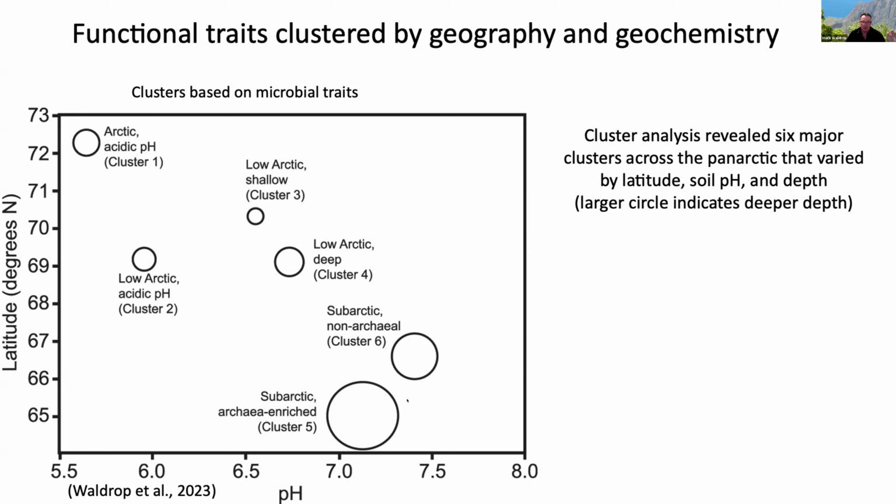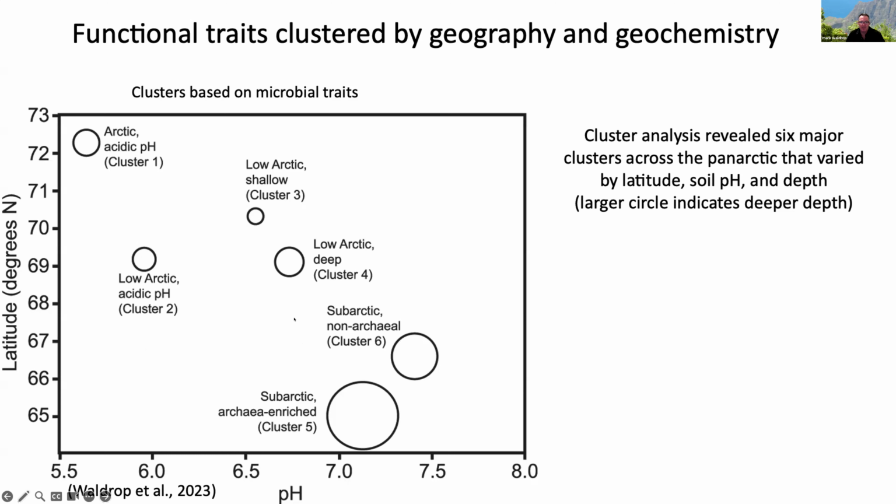So the first thing to note is that factors such as latitude, which we believe is a proxy for climate, soil pH, and soil depth were the 3 primary factors that influenced the variation in these functional genes across the Panarctic. And in this graph, the size of the bubble is not the size of the variation. It's the average depth from which those samples came, whereas where it falls on the pH graph is the average pH for all those samples within that cluster. And there are differences among these various clusters in their latitude, pH, and depth.